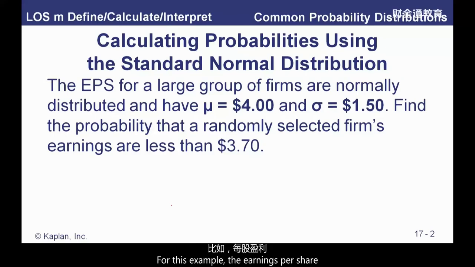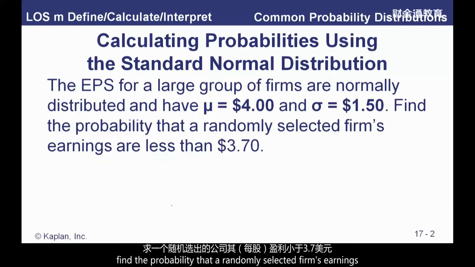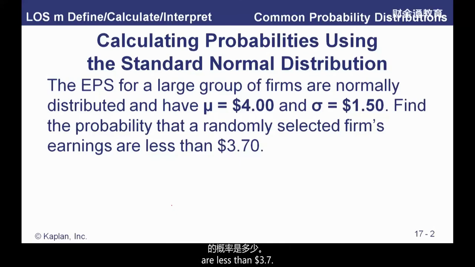So let's calculate a probability using the standard normal distribution. For this example, the earnings per share for a large group of firms are normally distributed. We've got a mean of $4 and a standard deviation of $1.50. Find the probability that a randomly selected firm's earnings are less than $3.70.